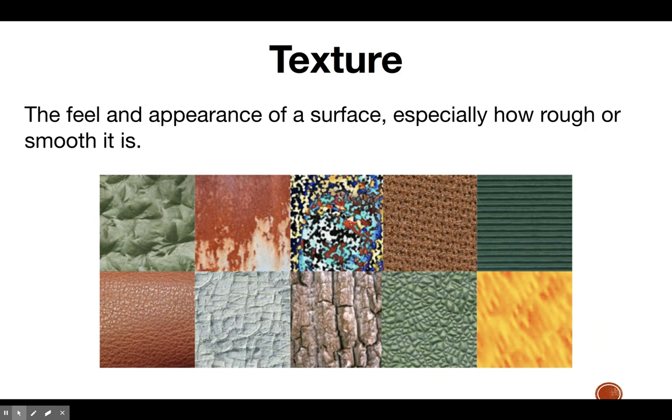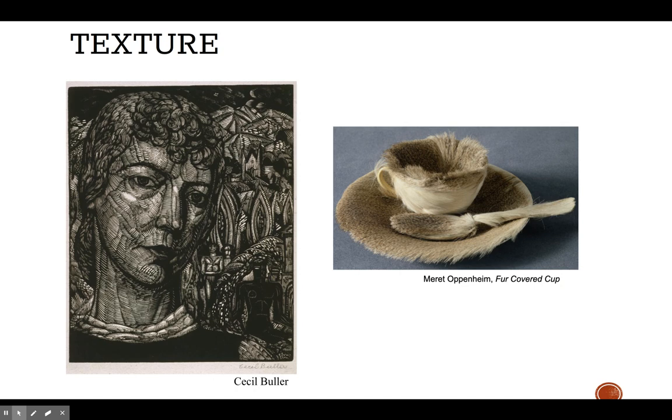Texture is the way that something feels and appears to feel like a surface, especially how rough or smooth something is. So it's the feel and appearance of a surface. Now, when we think about art, think about how we look at an image to know what it feels like. So artists use texture to describe something that might feel rough or smooth or furry, to describe either emotion or to try and enhance that visual experience.